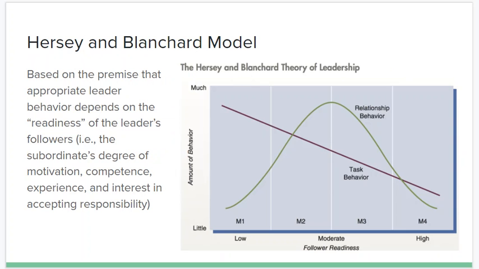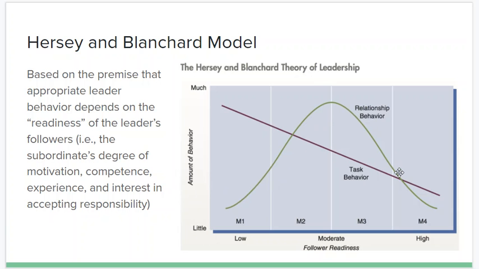The Hersey and Blanchard model is based on the premise that appropriate leader behavior depends on the readiness of the leader's followers: subordinates' degree of motivation, competence, experience, and interest in accepting responsibility. So as you can see in this graph, what this curve suggests is that the leader's relationship behavior should begin slow, gradually increase, and then decrease as the follower readiness increases.